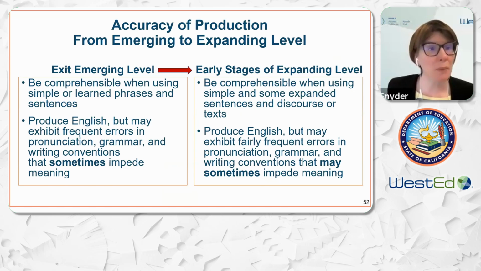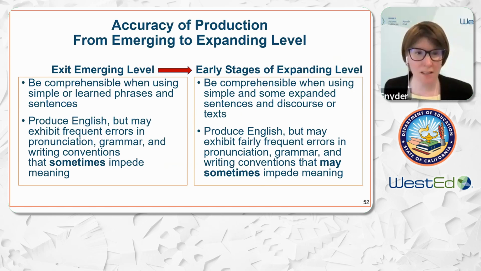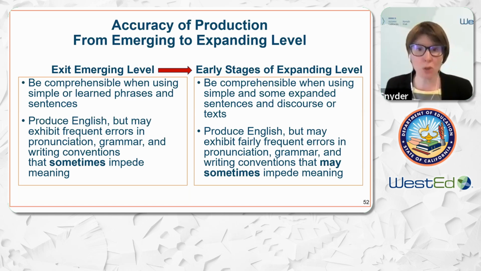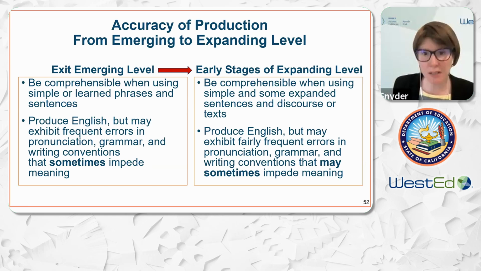Okay, so please consider the instructional practices and supports needed to enhance a student's proficiency from exiting the emerging level to early stages of the expanding level. So upon exit from the emerging level, EL students are able to be comprehensible when using simple or learned phrases and sentences. They are also able to produce English, but they may exhibit frequent errors in pronunciation, grammar, and writing conventions that sometimes impede meaning.